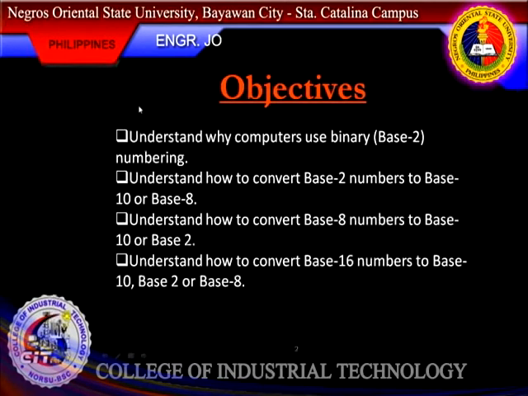So the first objective is that you will be able to understand why computers use binary, usually base 2 numbering. Understand how to convert base 2 numbers to base 10 or base 8. Understand how to convert base 8 numbers to base 10 or base 2. And the last is that you will be able to understand how to convert base 16 numbers to base 10, base 2, or base 8.